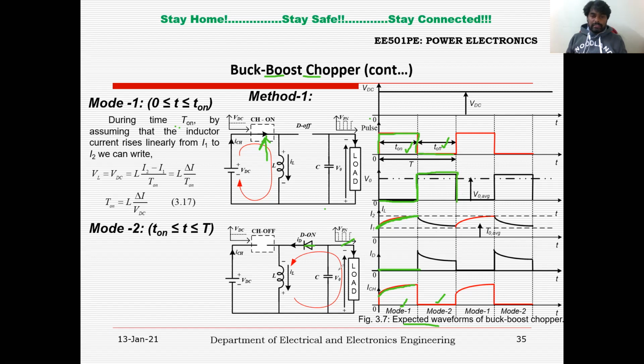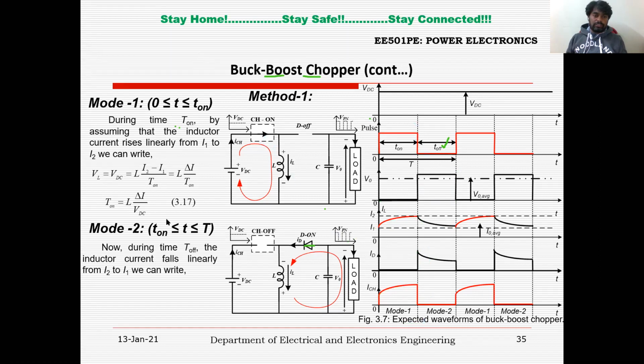Now you can see the inductor is discharging. The current flowing through the inductor is discharging from I2 to I1, and the same current is flowing through the diode as well. So suddenly it goes to the peak value, then it will discharge the current, because it is disconnected in series with the inductor. The chopper is in off condition, so you won't get any current through the chopper. So chopper current equals 0. So this is about mode 2 and mode 1.